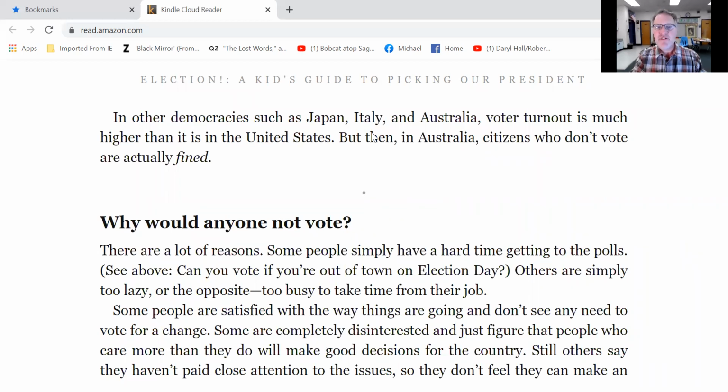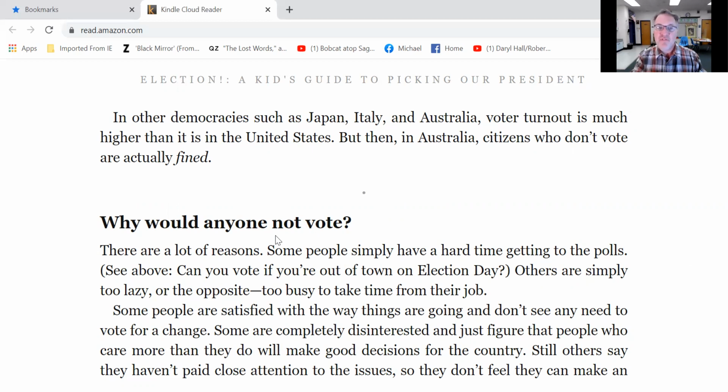In other democracies such as Japan, Italy, and Australia, voter turnout is much higher than it is in the United States. But then in Australia, citizens who don't vote are actually fined financially. You didn't vote, that'll be $100, please. So more people show up to vote.